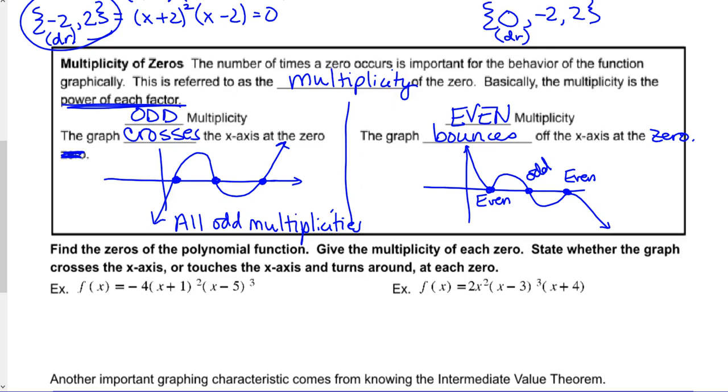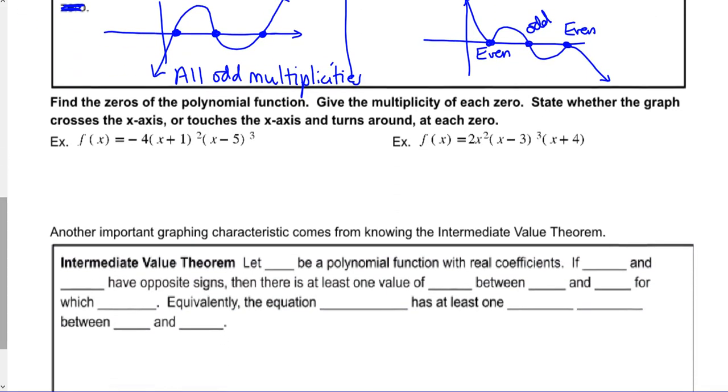And that's going to be very, very helpful for us to know when we get ready to graph one of these big functions. And it's actually not too bad once you kind of put it all together. All right, so we're going to find the zeros of these functions, give the multiplicity, and then state, does it cross or does it touch or bounce off of the x-axis for our zero, okay? So for our zeros, basically we do exactly what we had talked about before. We go through and we say, okay, what makes that 0? What makes that 0? What makes that 0?